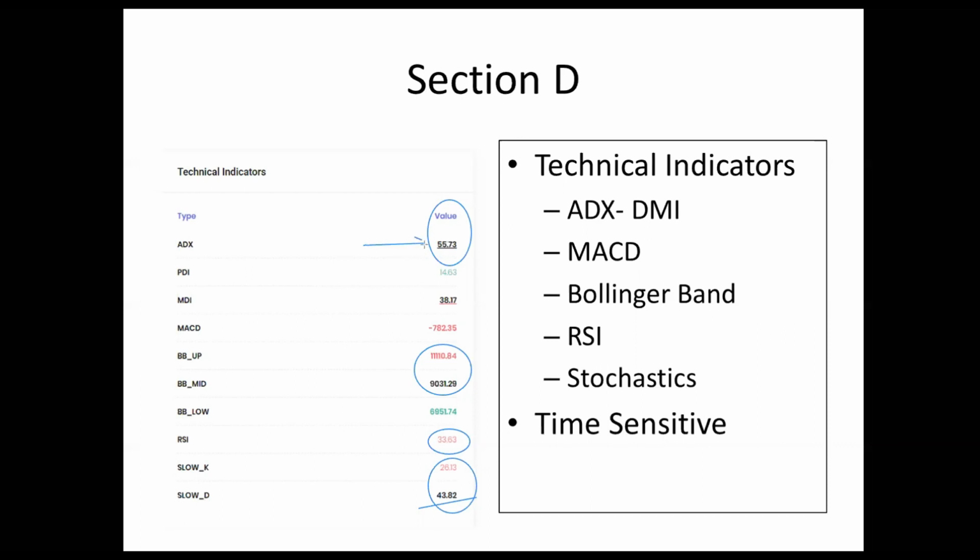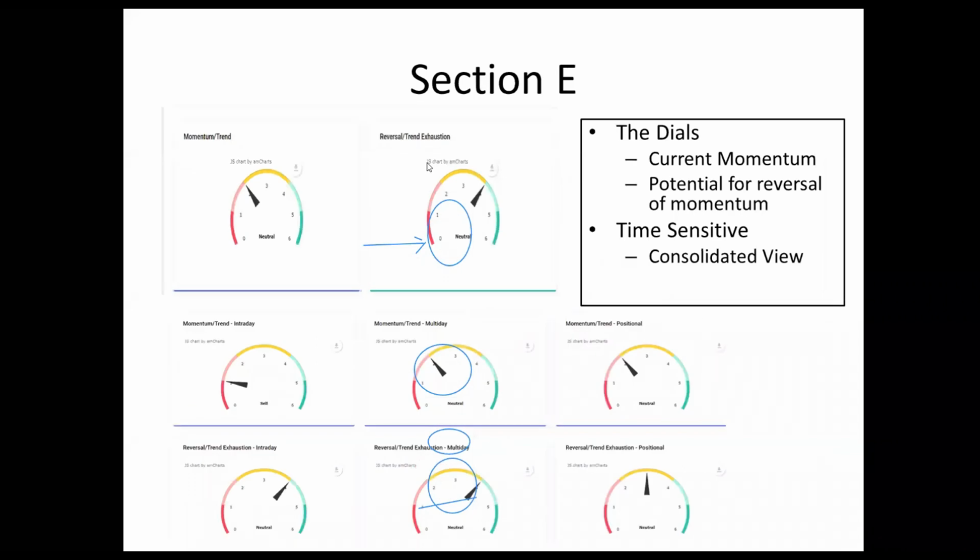So now let's go on to the next section and then see what that has to offer. And then if you see section E contains the dials. There are dials on the top, which you have seen in your stock analyzer page. Now there are two sets of dials. One is a momentum indicator dial and one is a trend exhaustion dial. Now in your various webinars, you have already been told how to look at these dials. So I will not spend time in explaining the dials. I'll go right away into what they are indicating.